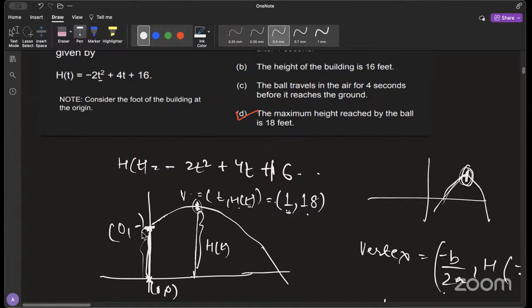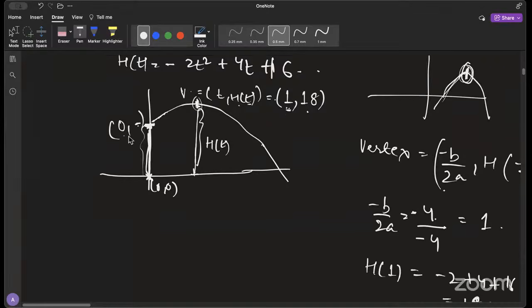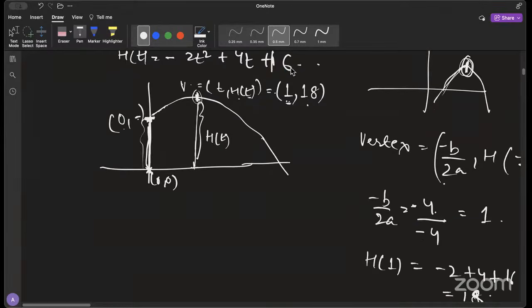And we need to find the y coordinate, right? So how do you find it? If you already know the x coordinate and this point lies on this parabola, firstly, this point has the form 0 comma some y coordinate, and secondly, this point lies on this parabola. That means this point should satisfy this equation, right?